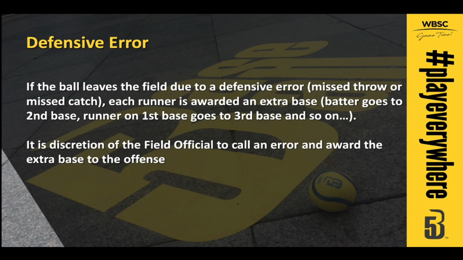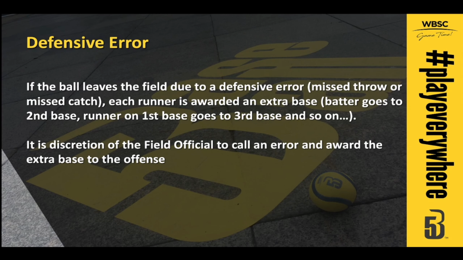So the two types of defensive errors that can be made are on a bad throw or on a missed catch. And it's not a fielding error like the example we saw before, but a missed catch being a ball thrown to you by one of your teammates. It's the discretion of the field official to call an error and award the extra base to the offense.